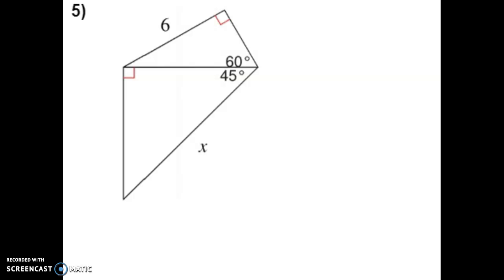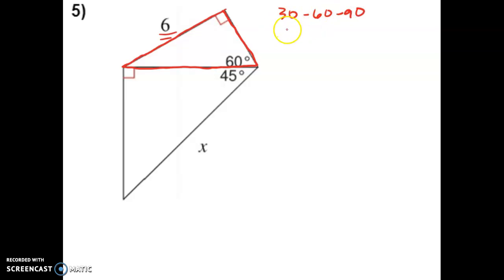All right, here we want to find the missing sides. We got two different triangles here, so we got to really make sure that we think about what triangle we're working in and what the ratios of those sides are. So the first triangle that we're going to work in is up here because we're given the 6. So we're going to work in this triangle up top. That's a 30, 60, 90.